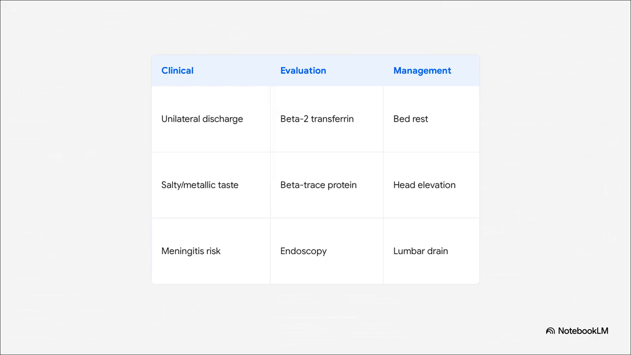For the evaluation, you need to test the fluid for CSF-specific proteins, namely beta-2 transferrin or beta-trace protein. You might also need imaging with intrathecal contrast or maybe an endoscopy. Management is strict: bed rest, head of bed elevation, totally avoiding straining, and potentially placing a lumbar drain or doing a surgical repair if it just won't stop.